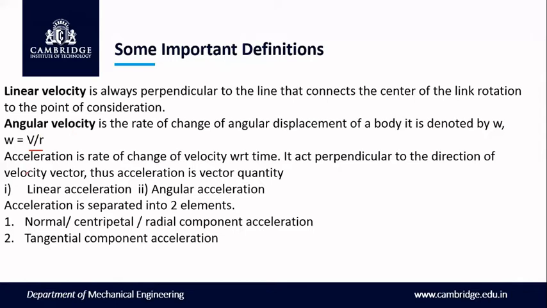In acceleration also we have linear acceleration. Further, the acceleration can be separated into two elements, which are the normal component of acceleration and the tangential component of acceleration. The normal component acceleration is also called the centripetal component or radial component acceleration. Let us discuss what the normal and tangential component accelerations are.